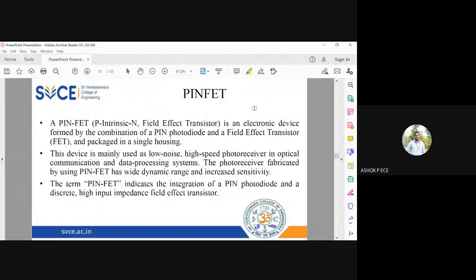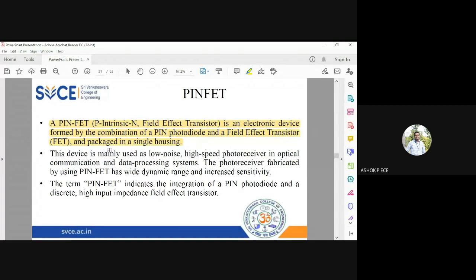So next device is PINFET. So PINFET is an electronic device formed by the combination of PIN photodiode and field effect transistor. When I combine PIN photodiode and field effect transistor as a single package, I call it a PINFET.